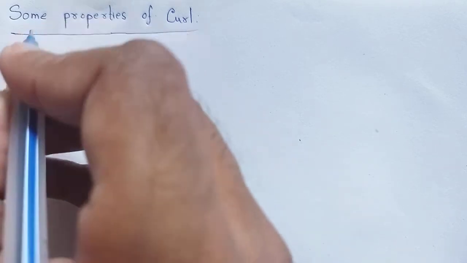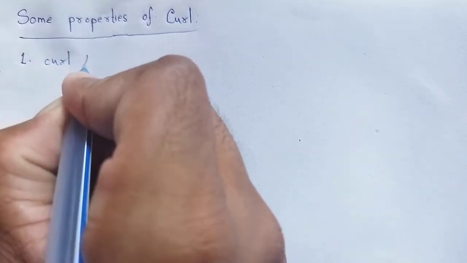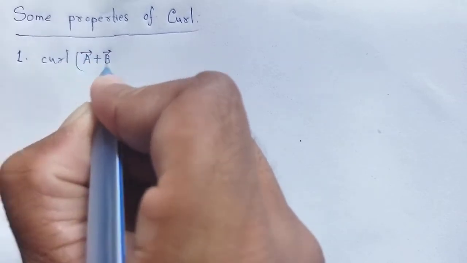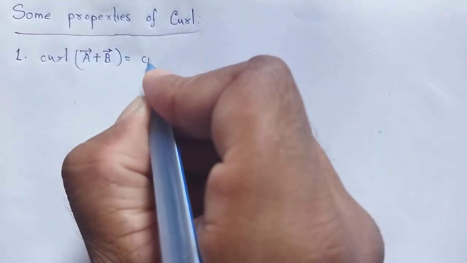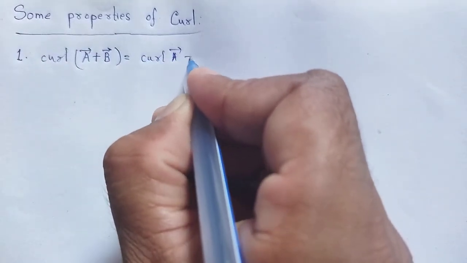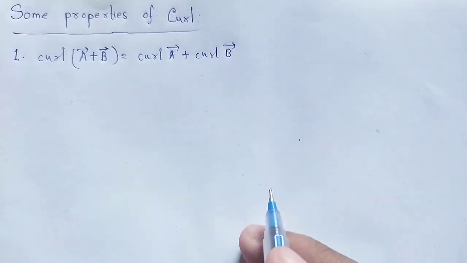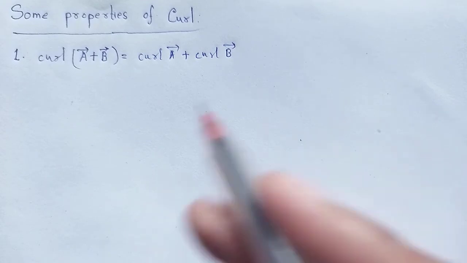In this video, we are going to discuss some basic properties of curl. Let's begin. Property number 1: curl of A vector plus B vector is equal to curl of A vector plus curl of B vector. Now we can prove this property.